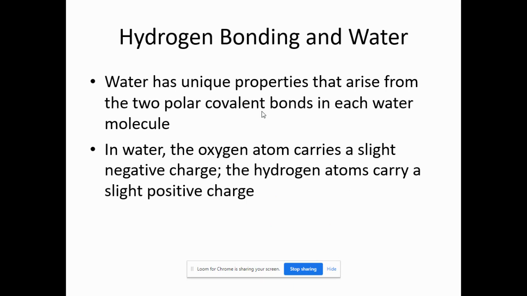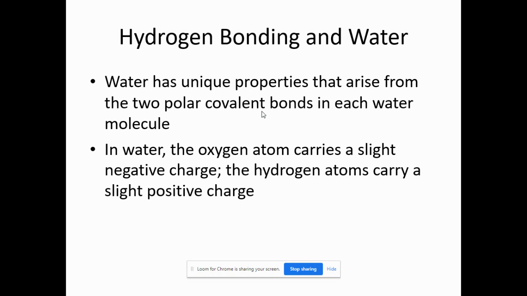So we went over ionic bonding and covalent bonding. Now let's go over the third one, and that's hydrogen bonds. When we talk about hydrogen bonding, we're going to focus on water, because water has unique properties that arise from the two polar covalent bonds in each water molecule.